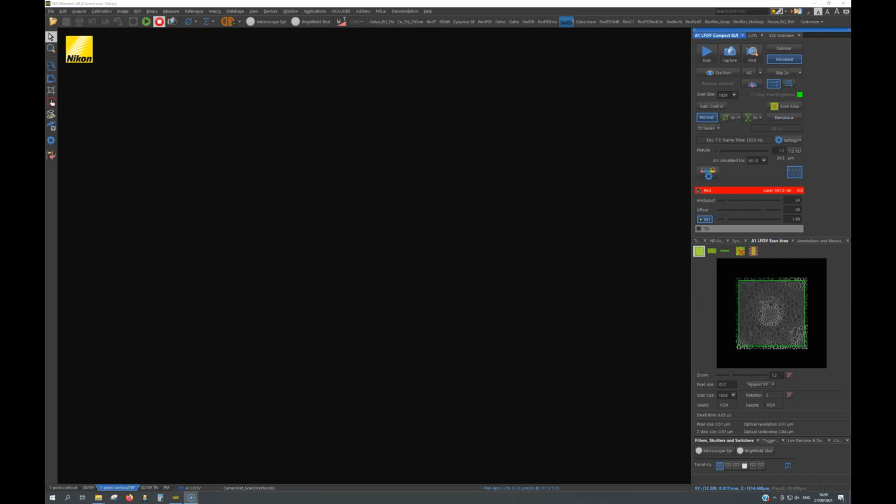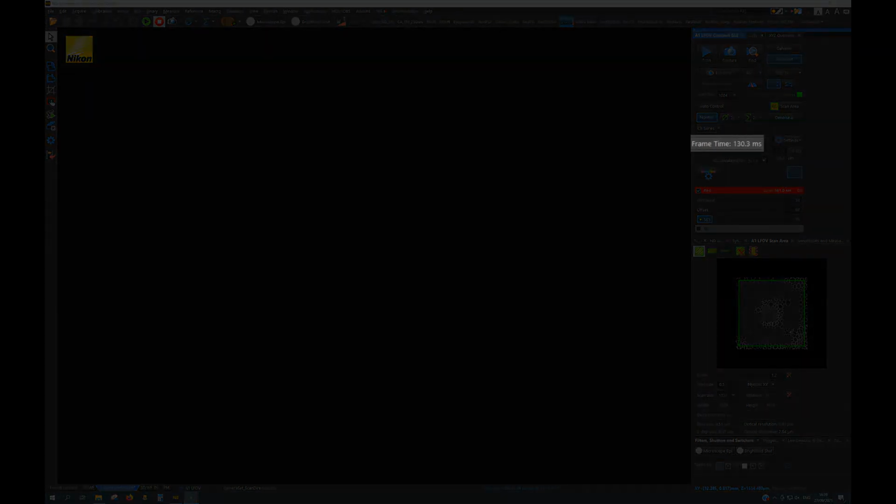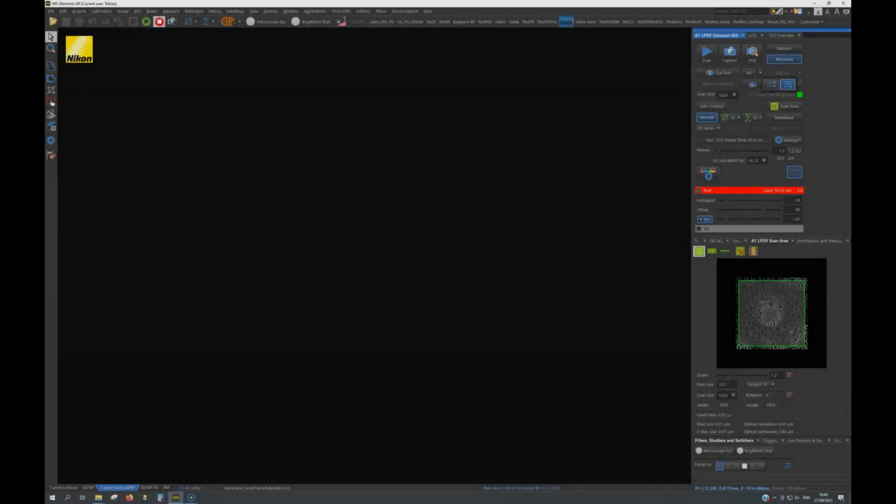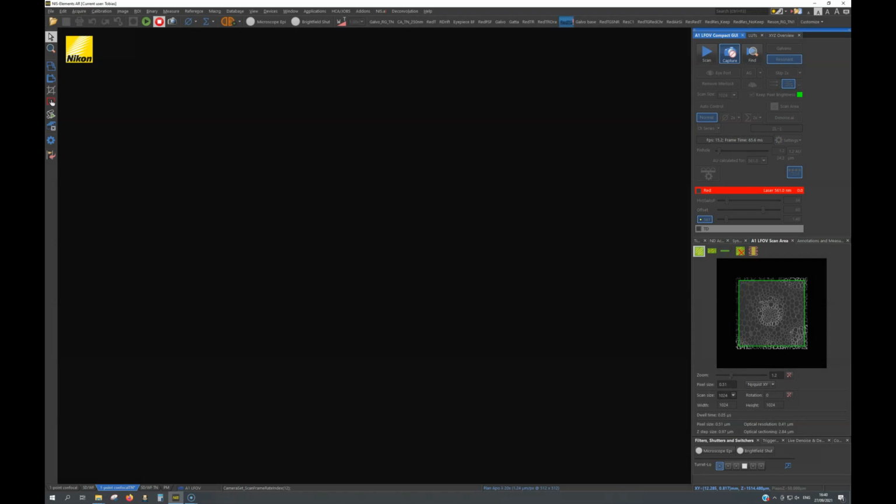The microscope is currently in the unidirectional mode with a frame time of 130.3 milliseconds. We will change that to the bidirectional mode. This gives us a frame time of 65.6 milliseconds.